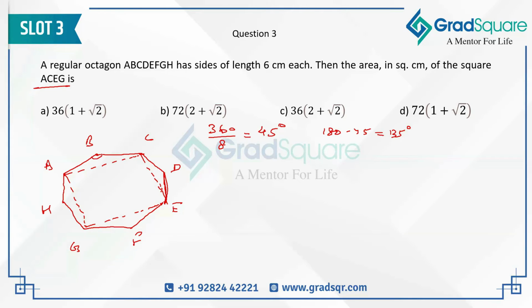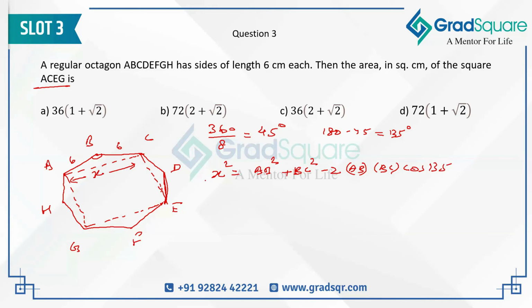Now, this particular angle turns out to be 135 degrees. This side turns out to be 6, and this side turns out to be 6. That's what the question is talking about. Now, if you look at this, I need to find out this length. Suppose this is x. Now, if I look at my cosine rule, what does the cosine rule say? It says that x square should be equal to AB square plus BC square minus 2 AB into BC into cos of 135.